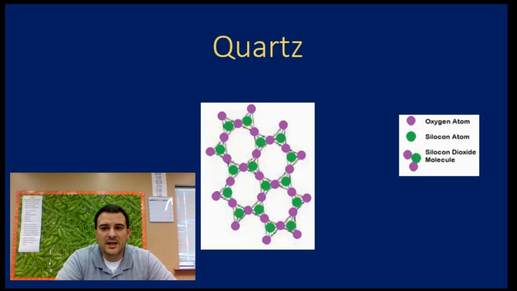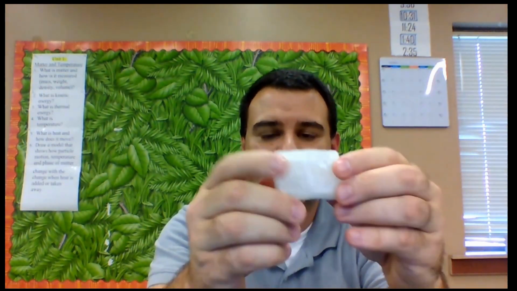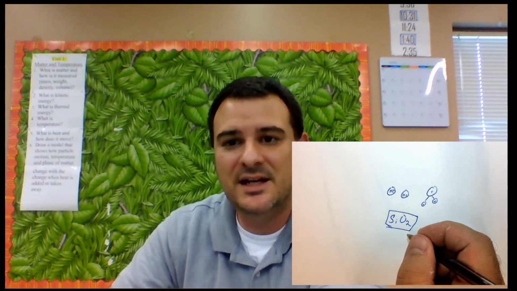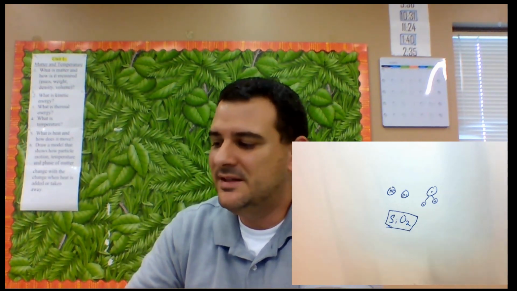So the last one I want to look at is quartz. Quartz is a mineral. It looks like this. It looks just like a rock, and you might have seen it in sand, like the little glass-looking pieces in sand. That's quartz. Quartz is also SiO2, so it's also a silicon dioxide molecule. But it's going to be different than glass.